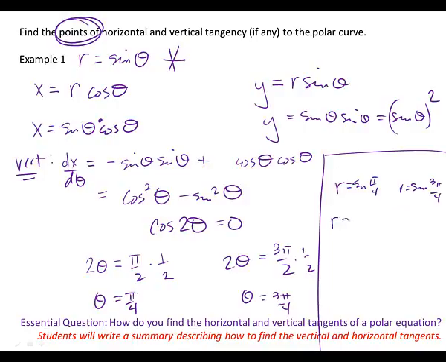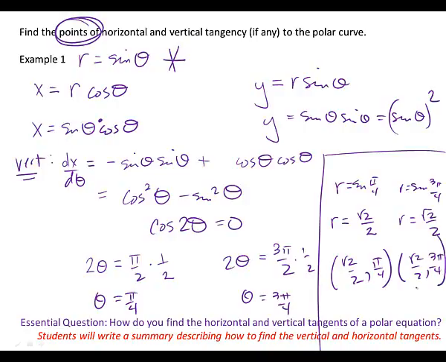Okay? r equals, what's sine of pi over 4? Square root of 2 over 2. Good. All right, and then what is sine of 3 pi over 4? It's also square root of 2 over 2. Right. Because 3 pi over 4 is in quadrant 2, right? So then the actual points of vertical tangency would be square root of 2 over 2, pi over 4, and then square root of 2 over 2, 3 pi over 4.